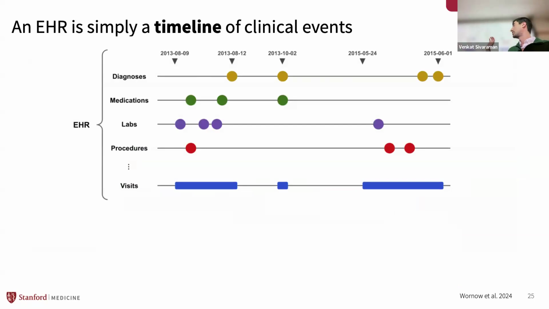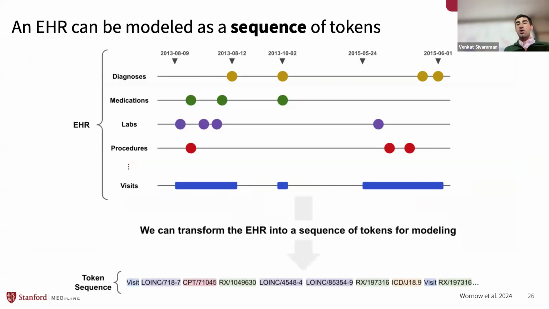And so revisiting the abstraction we thought about previously, a health record is basically just a timeline of events that are happening to the patient over time. And so we can very straightforwardly model this as just a sequence of tokens, right? And so now we're back in machine learning land where, here's my EHR, and I'm going to tokenize it as a series of events that are happening to the patient. Each different type of event gets its own token.